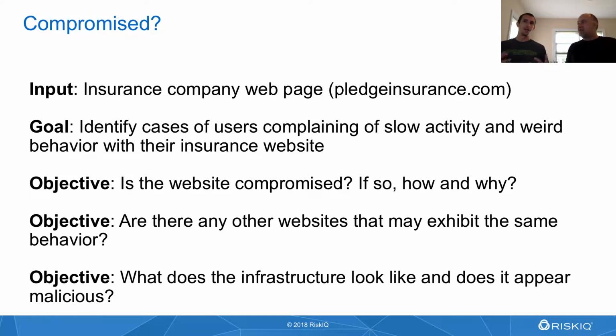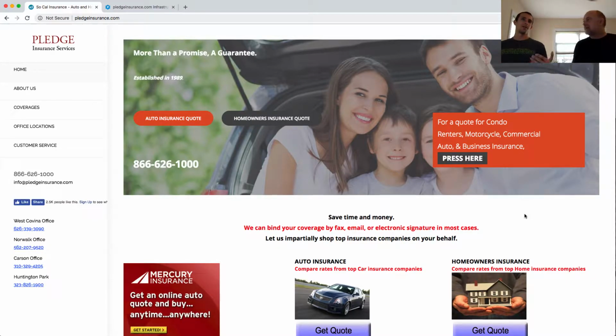So again, we have 3 key objectives that we're going after here. The first is, is the website compromised? And if so, how and why might that be the case? The second objective is to identify any other websites that may be exhibiting this strange behavior or might share some sort of same technology overlap. And then finally, we want to take a look at the infrastructure and identify the related infrastructure that's associated with this and some of the components and technology, and identify if those are potential compromises as well or if they're legitimate activity.